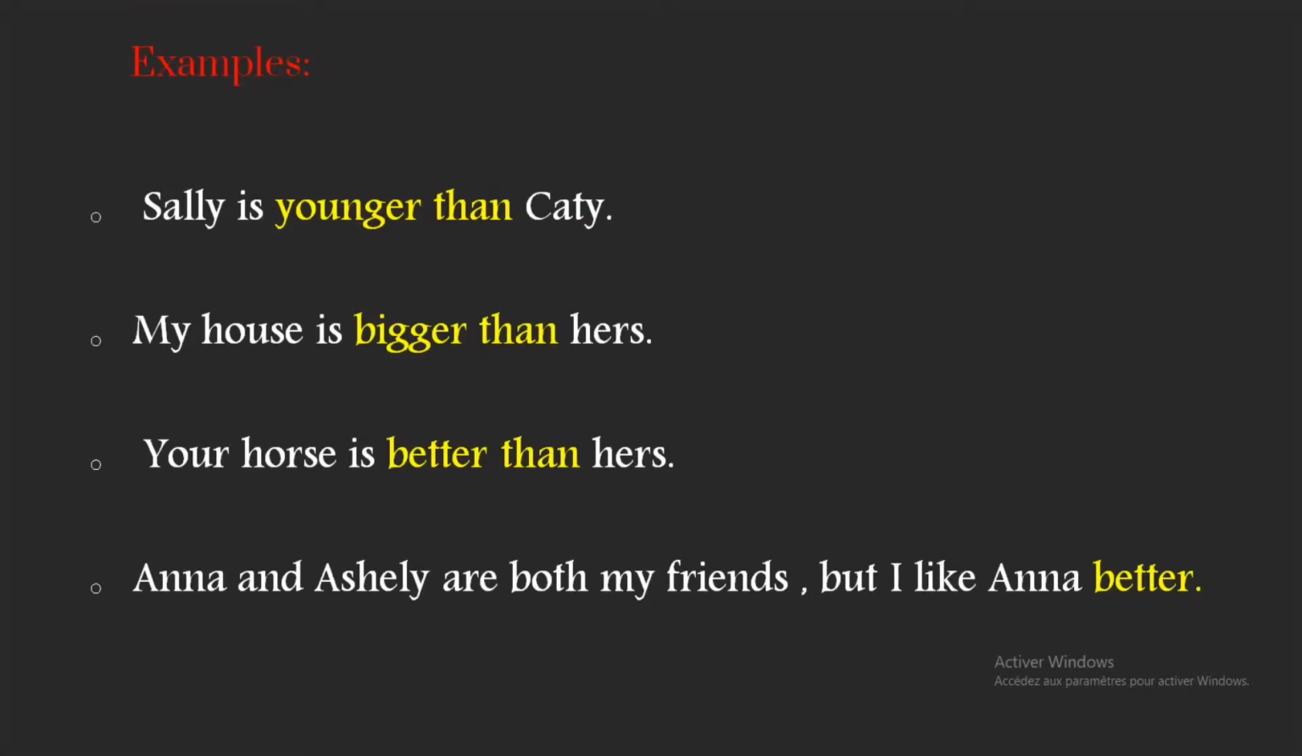Sally is younger than Katie. For the first sentence, there's two sides, Sally and Katie. And we compare Sally's age to Katie's age. And same thing for the other sentences. My house is bigger than hers. Your horse is better than hers. Anna and Ashley are both my friends, but I like Anna better. In these four sentences, we compare two things, two people, or two places. So, of course, we'll use the comparative adjectives.